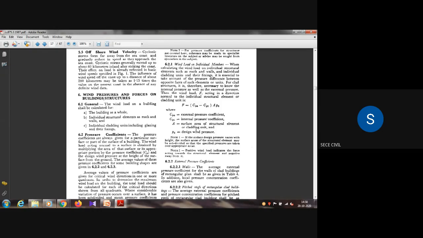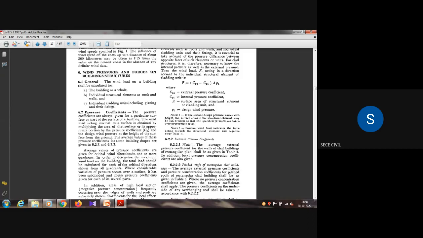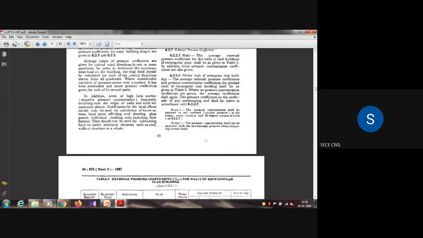For external pressure coefficient, we are having walls, then pitched roofs of rectangular clad buildings. These are the external elements where the wind force acts. So in that formula we are having CPE, CPI and all. CP is the external pressure coefficient.